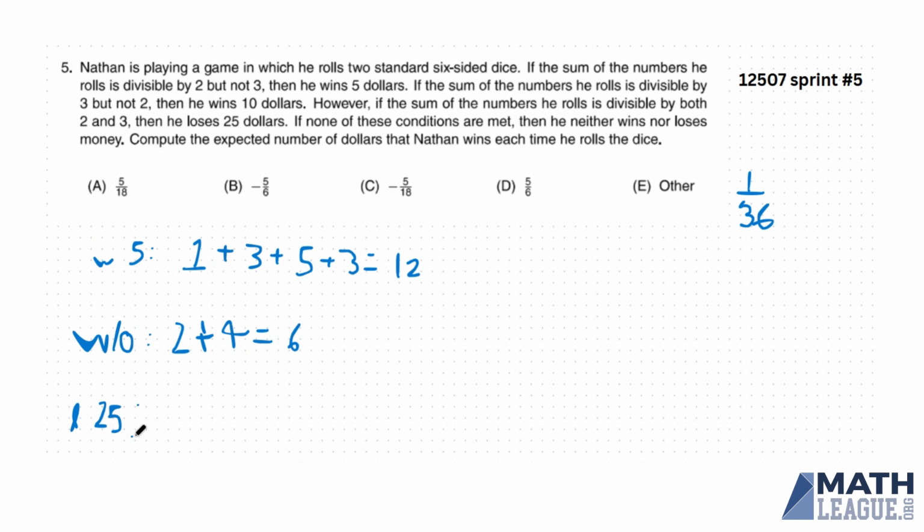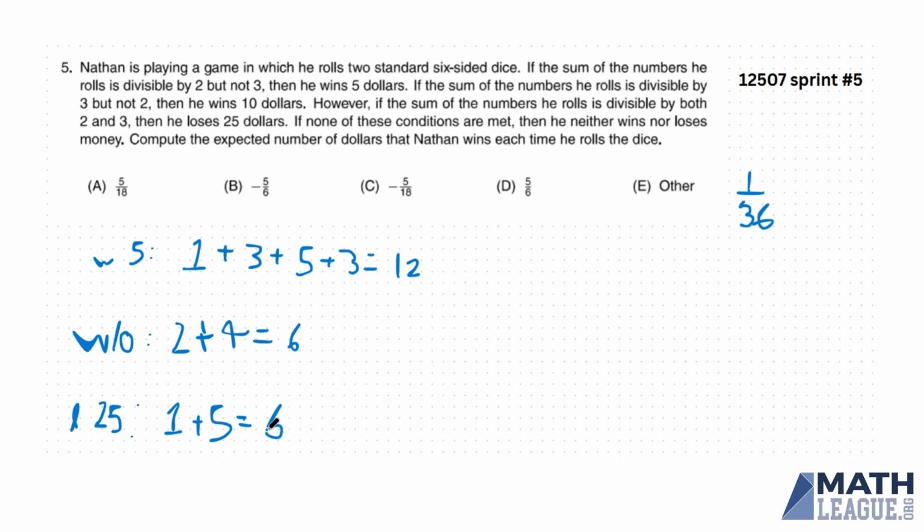There's 1 way for him to roll a sum of 12, that's 6 and 6. And there's 5 ways to roll a sum of 6, for a total of 6 cases where he loses money. Every other outcome won't win or lose Nathan money, so since that would contribute a value of 0 to our final expected value, we can ignore those outcomes.